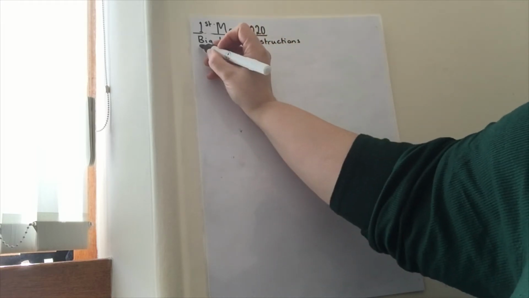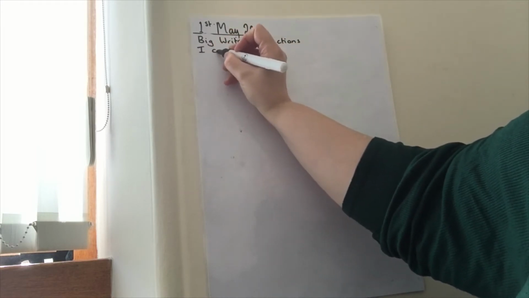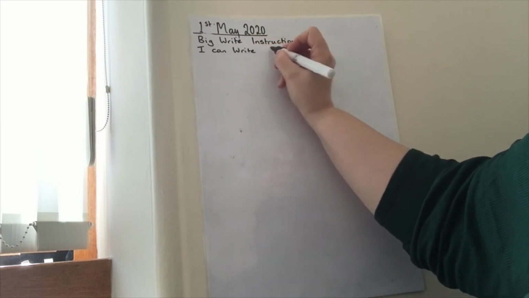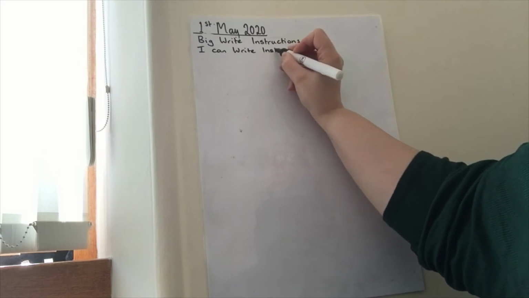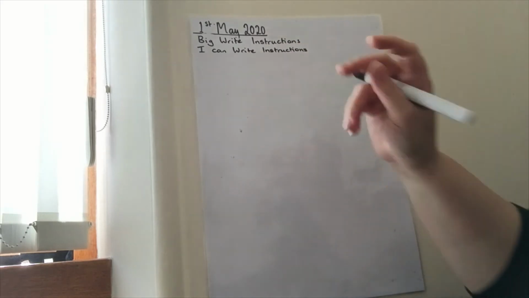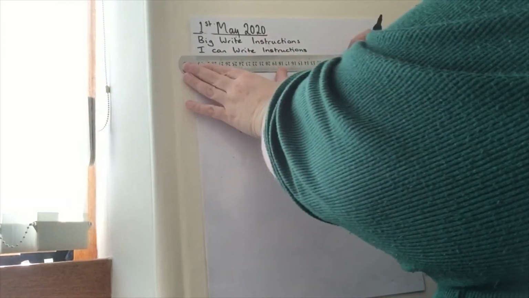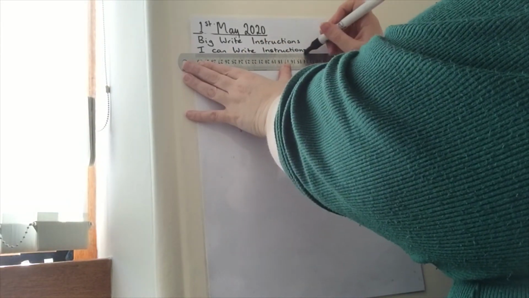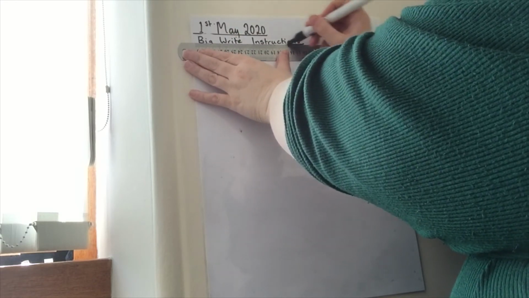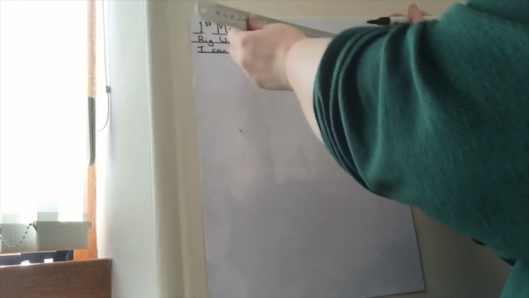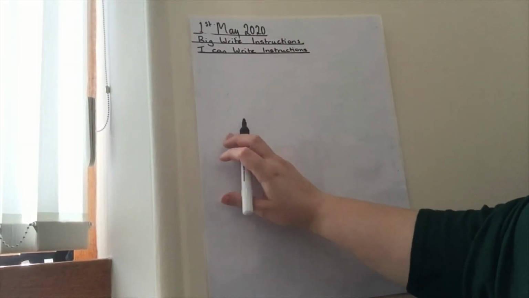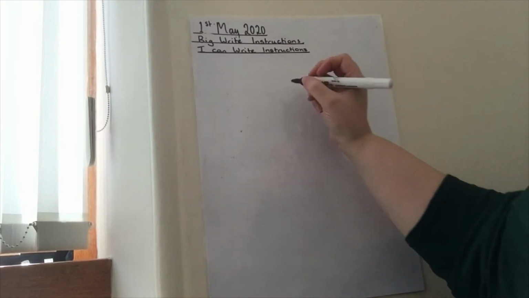And my I can statement, I can write instructions. Yes, what I'm going to be writing about is food, and therefore it would be a recipe. It is still a set of instructions. Okay, so now this is my real one. That was my plan, this is my real one.